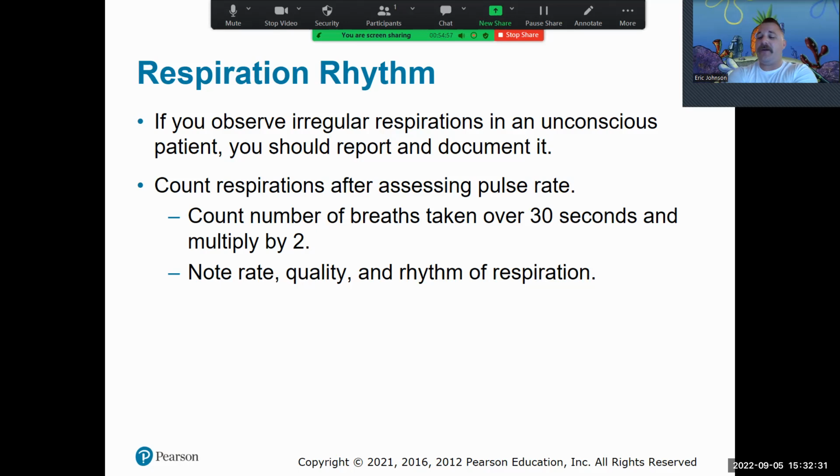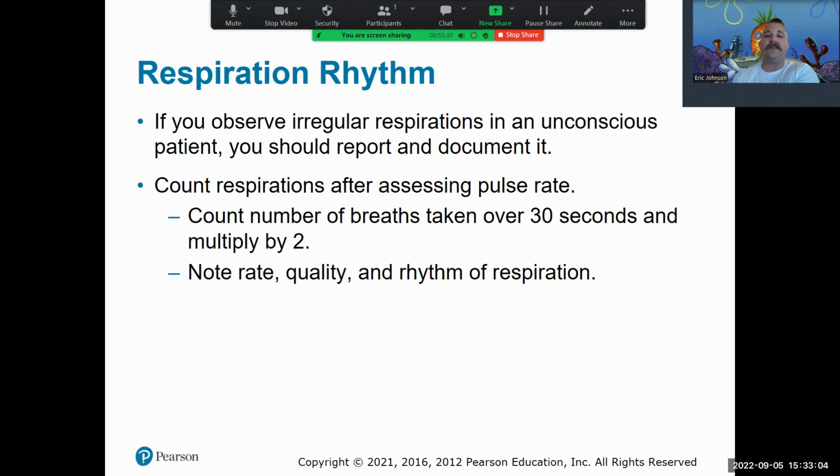So if you have a patient whose respirations are irregular, so the rhythm is not normal, you're going to document it, even if they're conscious, but especially if they're unconscious. To count respirations, we're going to count them over 30 seconds and multiply by 2. If their respirations are abnormal, just like pulse, we're going to count that over how long? That's right, 60 seconds. And then we don't multiply at all.